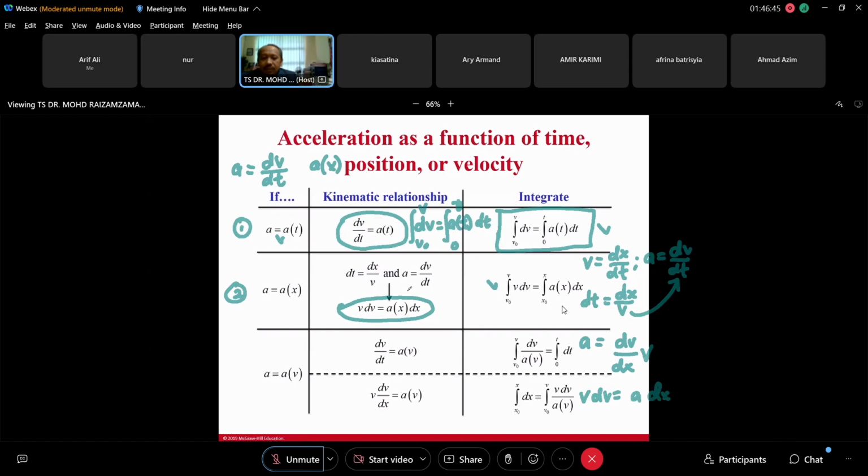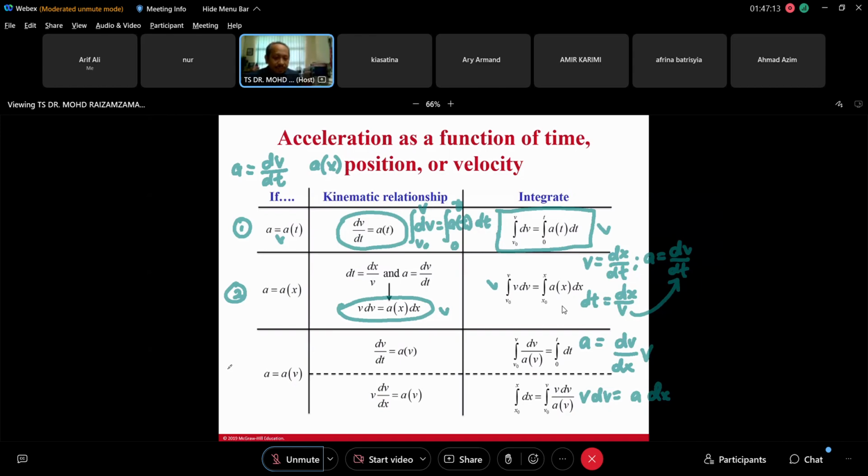So it means that you don't have to remember it because it comes from the basic formulas: A equal to dv over dt, v equal to dx over dt. You substitute dt into the formula for A and then it gives you this equation. So later on, when you look at the questions, if time is not given to you, now you know. Then you can use this formula: v dv equal to A dx.